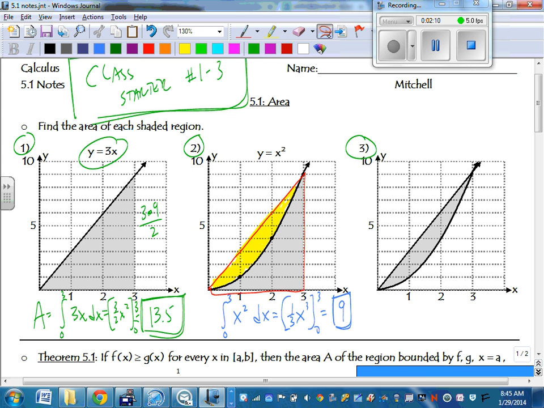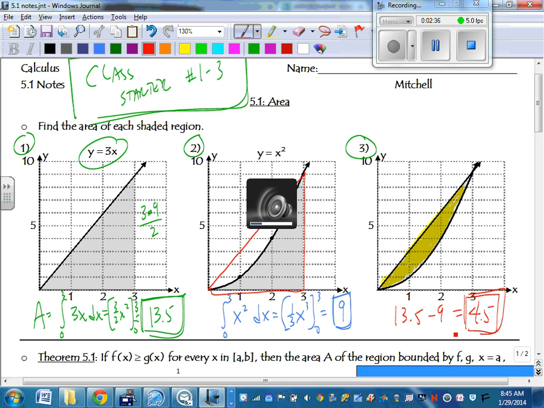Alright, and do a little bit more computer magic. Right, that's that region. So if we take this area of the triangle minus the area under this parabola, we're going to get that area of the shaded region in part 3. So 13.5 minus 9, we get 4.5.